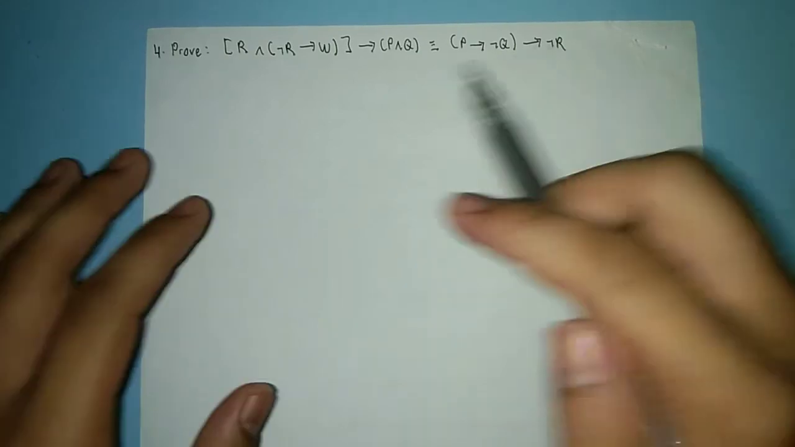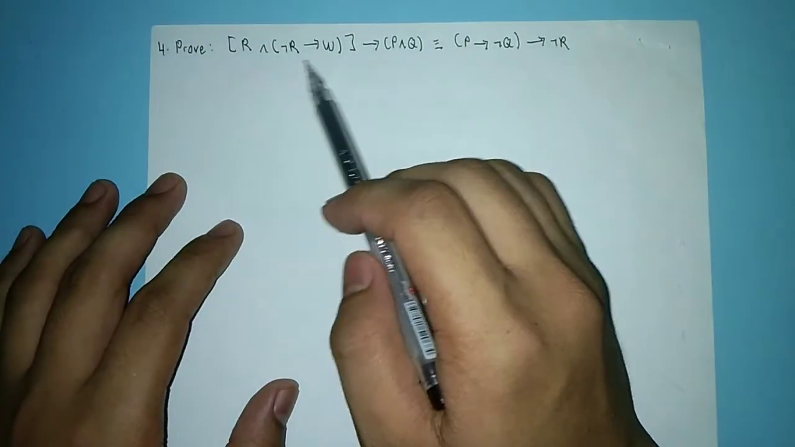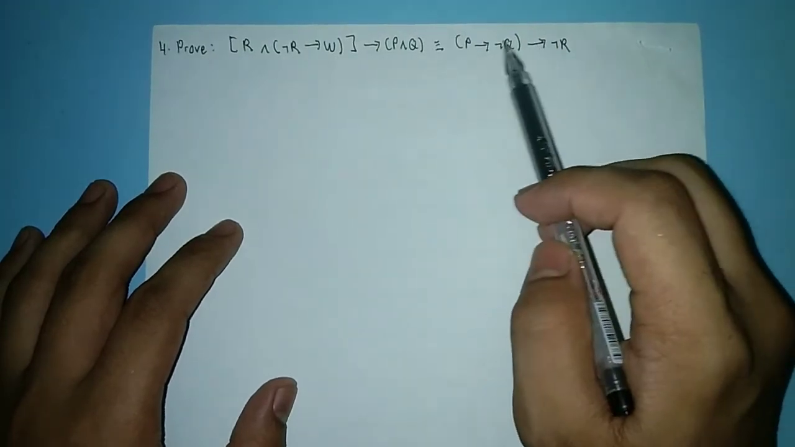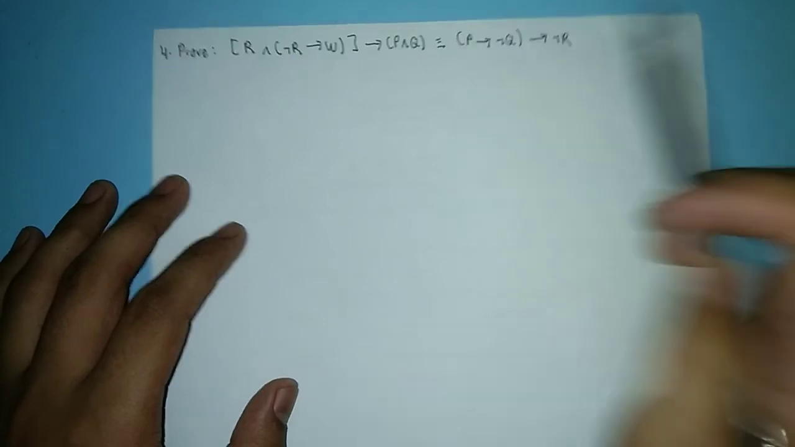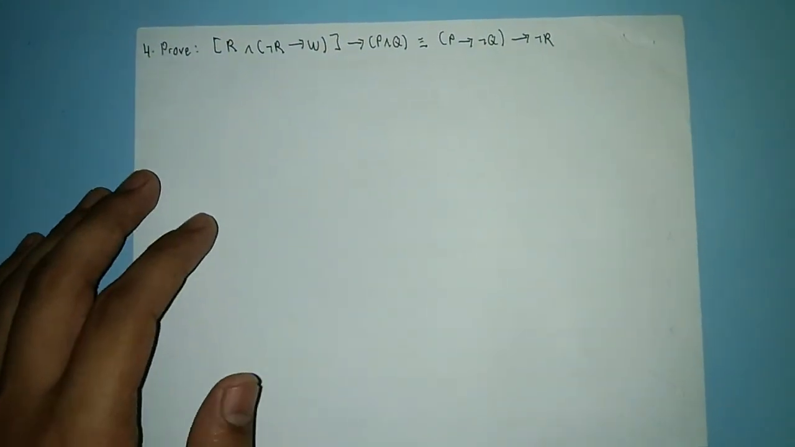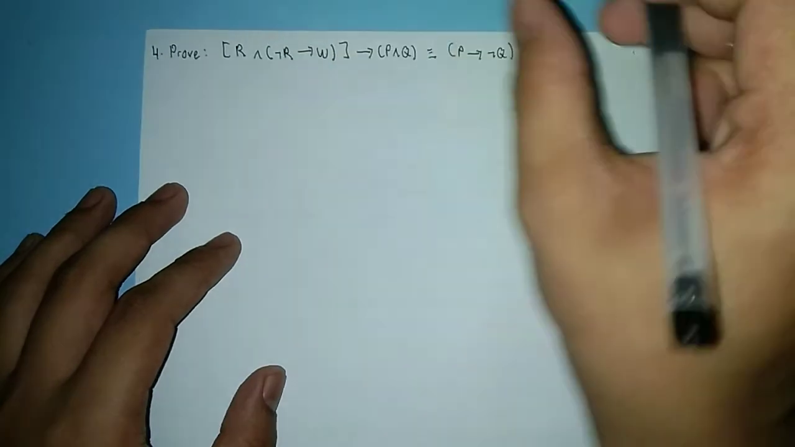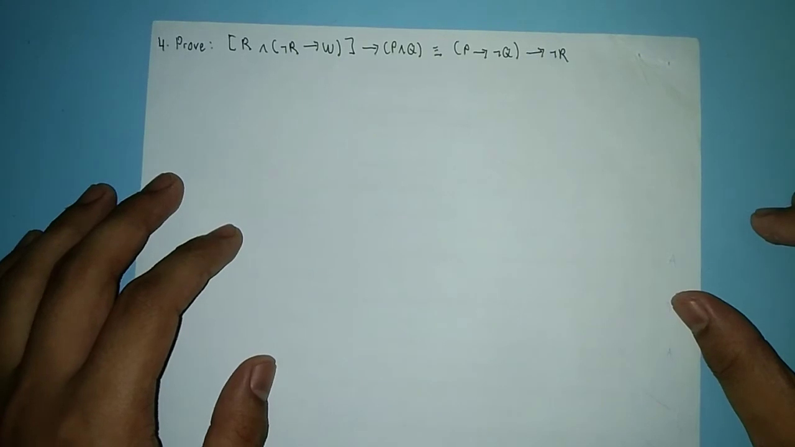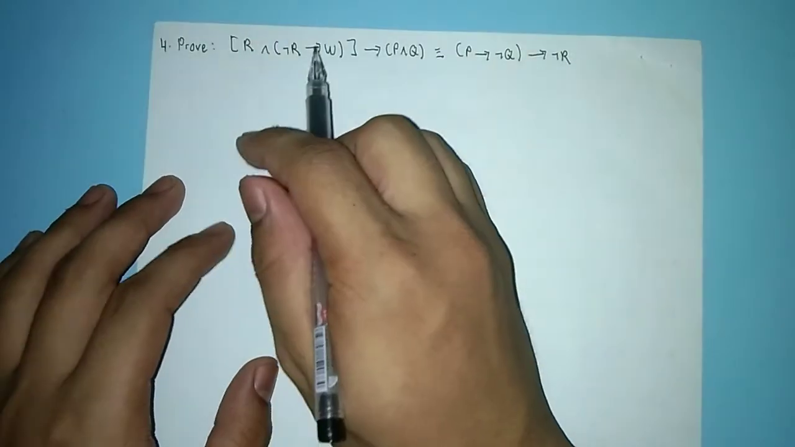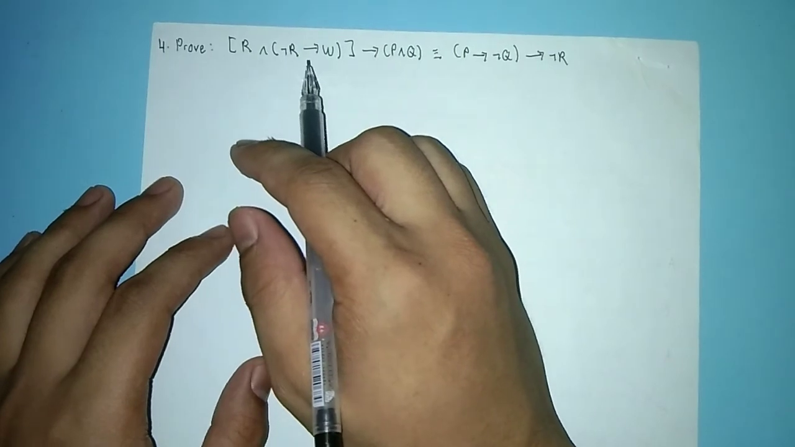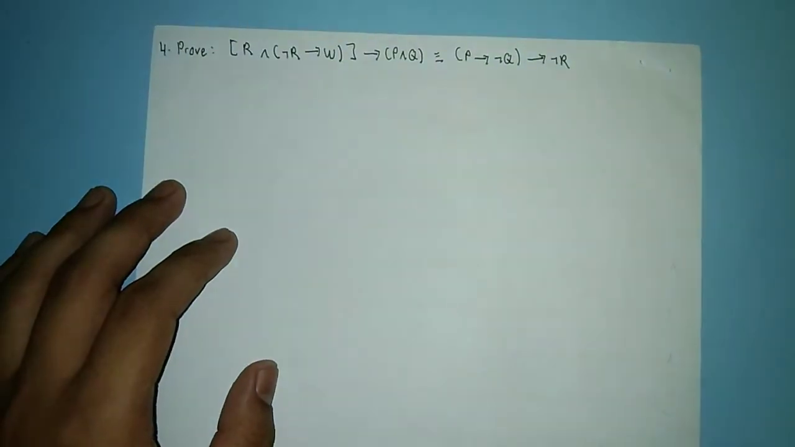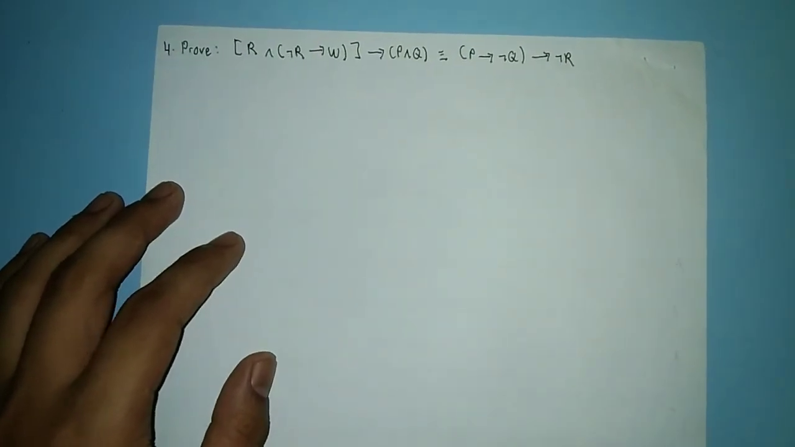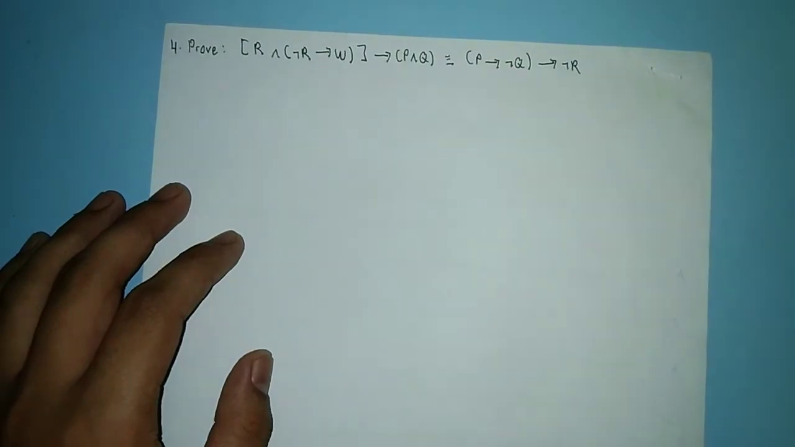Now let's have number 4. Prove that (R and (not R implies W)) implies (P and Q) is logically equivalent to P implies not Q, implies not R. Here I will use the left side and produce the right side. The first thing I will use is material implication again, since an implication is involved. It is hard to work with implication, so I will turn it into a disjunction. But take note, material implication is not always the first thing we think of. It depends on the given.